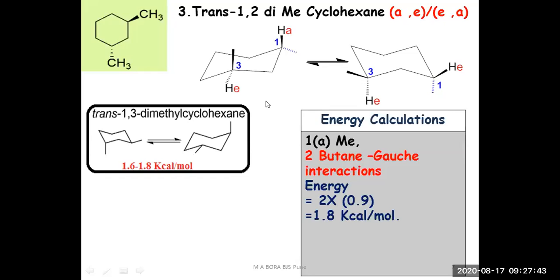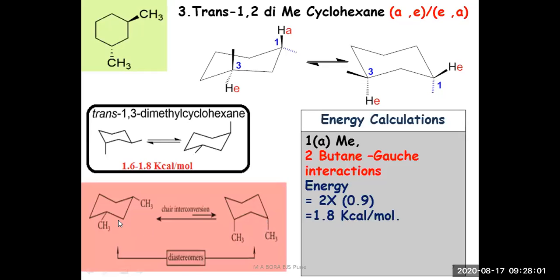Now, let us talk about their energy calculations. In both the molecules, they have the same number of axial bonds, that is, one axial methyl is there. And therefore, there will be two butane-gauche interactions, and hence the energy is 1.8 kilocalorie per mole. So, this is how we can show the representation for trans 1,3-dimethyl cyclohexane, and since both have the same butane-gauche interactions, the energy of these two molecules is the same.